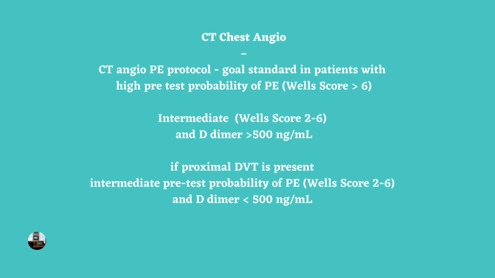Now, for Wells score 2 to 6 and D-dimer greater than 500, we use a chest CT angio. And it's also considered in patients with Wells score 2 to 6, although D-dimer is less than 500, if proximal DVT is present.